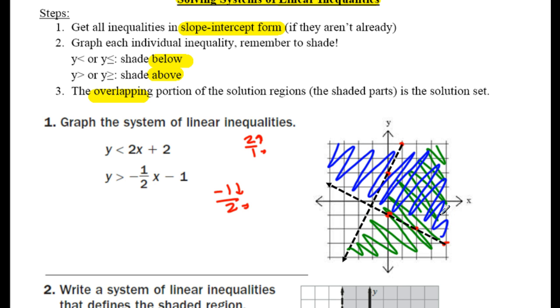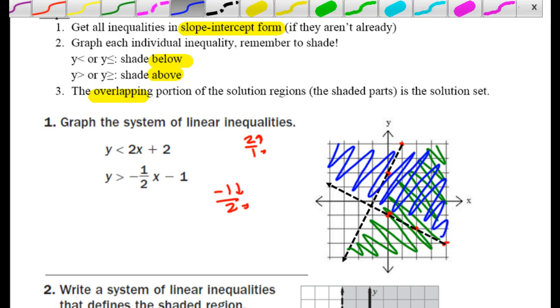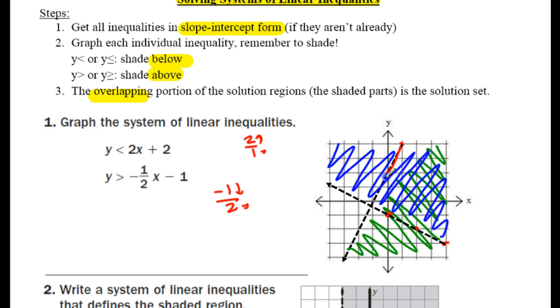Okay? Alright, and so hopefully you see now, we've got a lot of shading going on here. But the part where these blue and green parts overlap would be this section. So this area is the final answer for this system, for both of these inequalities. Not that, only where they are the same. Okay?